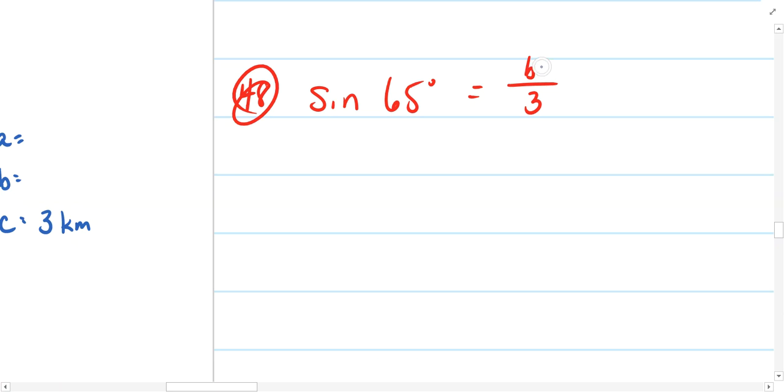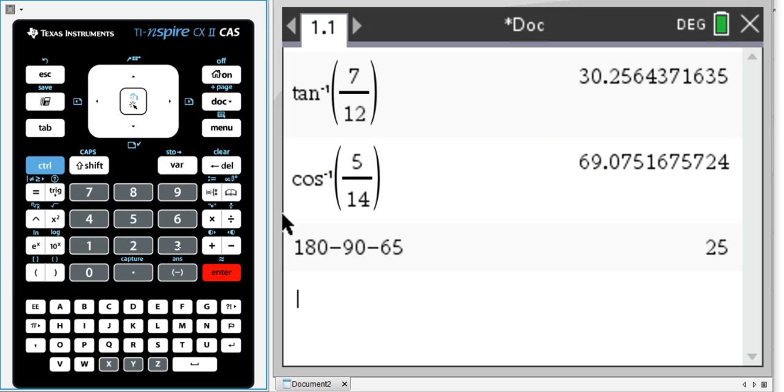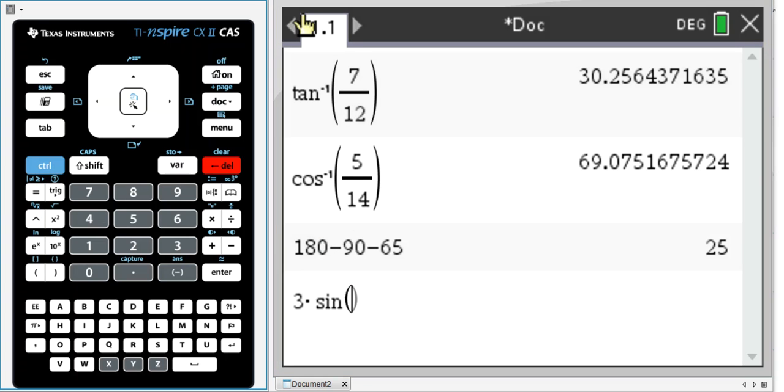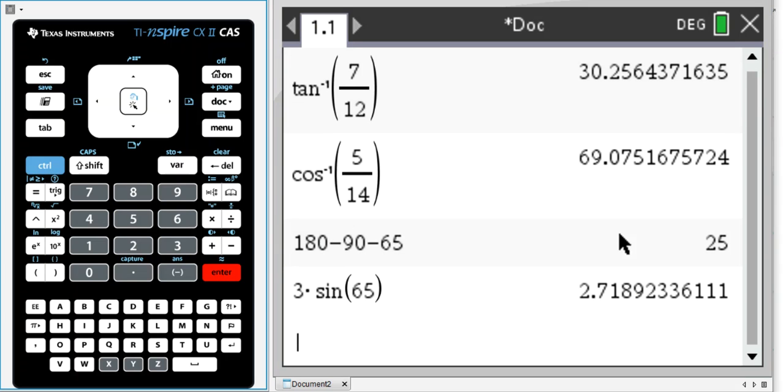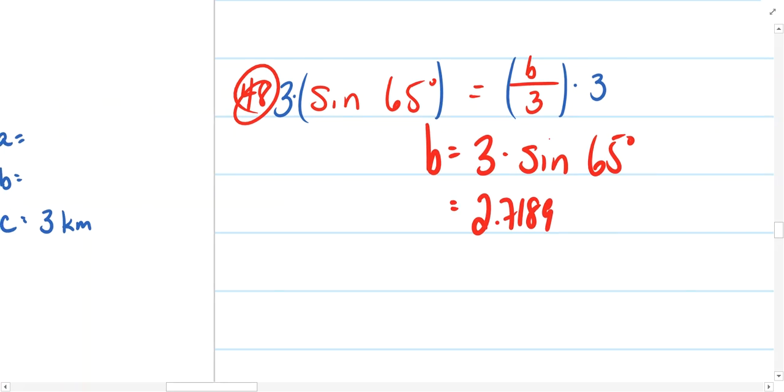Since my job is to isolate B, to get B by itself, we would multiply both sides of the equation by 3. And as it turns out, this value for B can easily be identified. All we need to do is ask the calculator to tell us what 3 times sine of 65 degrees is. So 3 times sine of 65 degrees is 2.7189. So we'll say that side length B is 2.7189 kilometers.